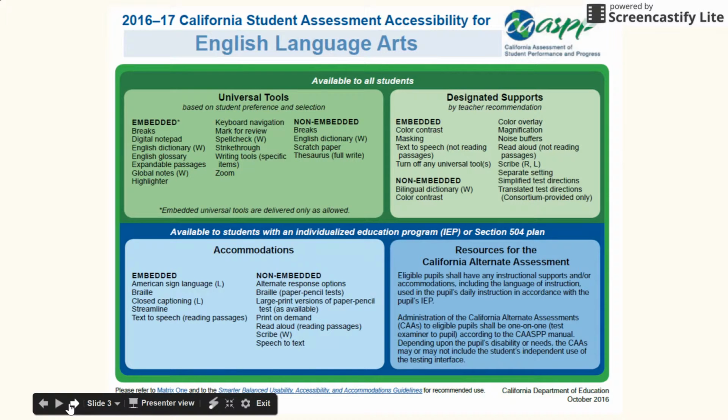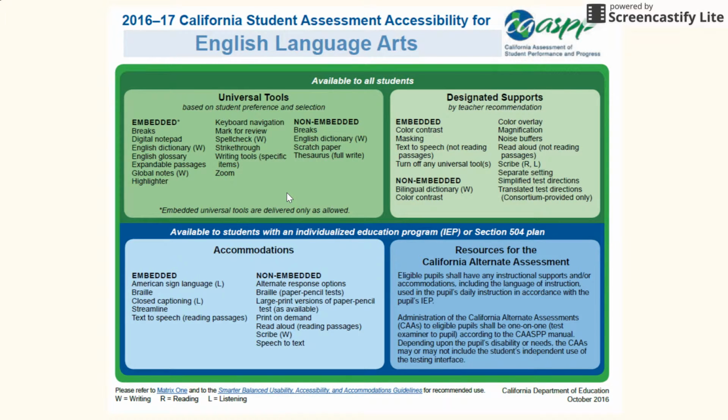We've given you a couple of resources, and you'll see what is now referred to as the bento box of assessment accessibility. Really, it's a chart, and this chart helps us to understand what is available for our students. You will see both up in the top, universal tools, designated supports, accommodations, and then resources for the California Alternative Assessment. We are going to begin with the universal tools.